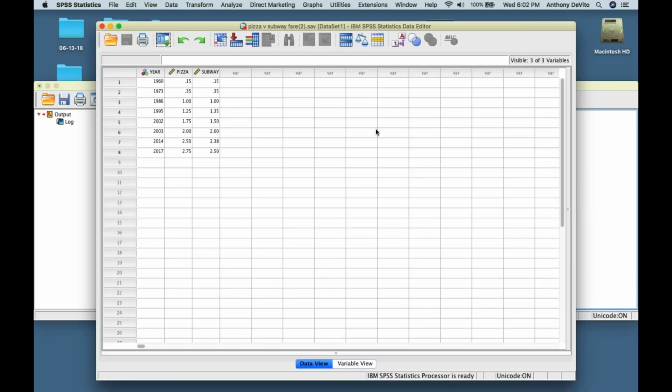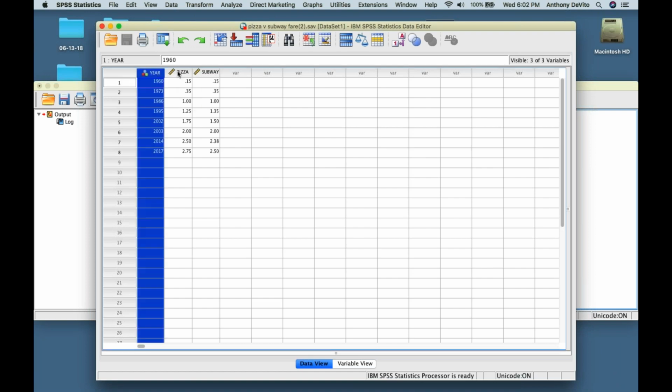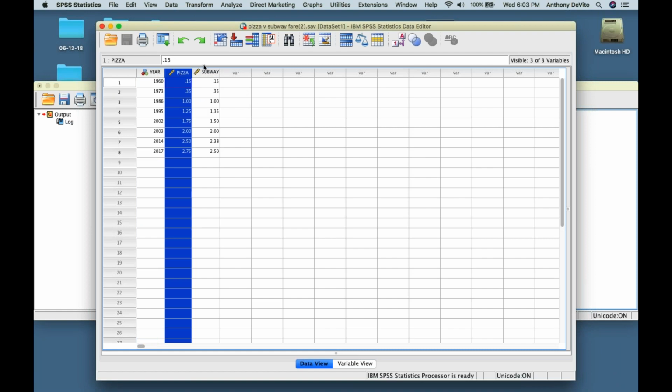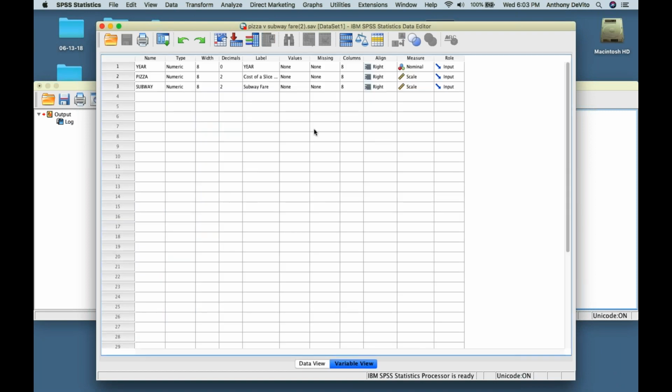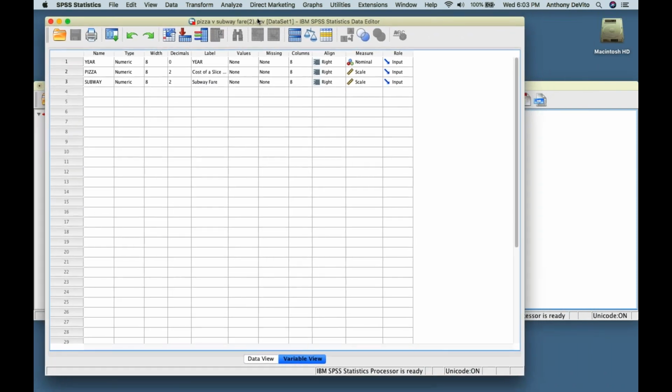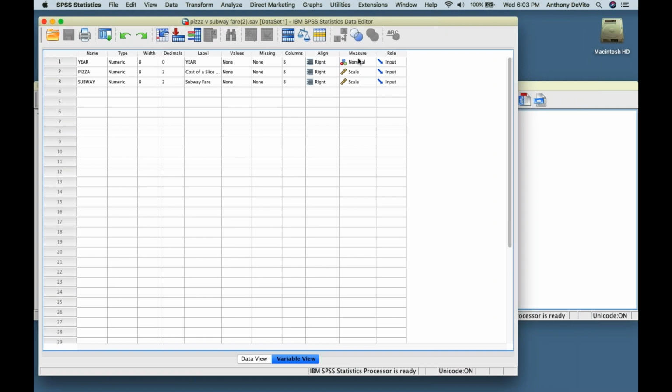Let's take a look at what this data represents. Well, I have three variables. I have the year, I have pizza, the cost of a slice of pizza, and I have the cost of subway fare. Right, so I'm going to go back here to variable view, and I'm going to examine this a little more closely. And I notice that the year is a categorical variable. It is, because it's not really numerical. I'm not going to find an average year. I'm not going to average the years, 1999 to 2009. They just indicate a period, a specific sample, a point when I took a reading, right? So that's a nominal variable.